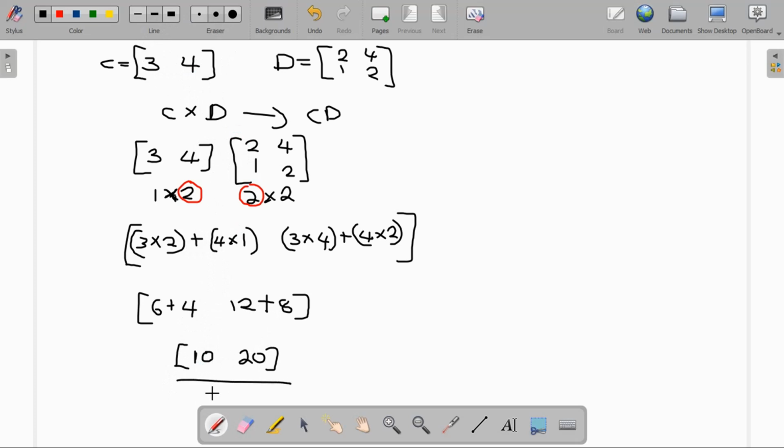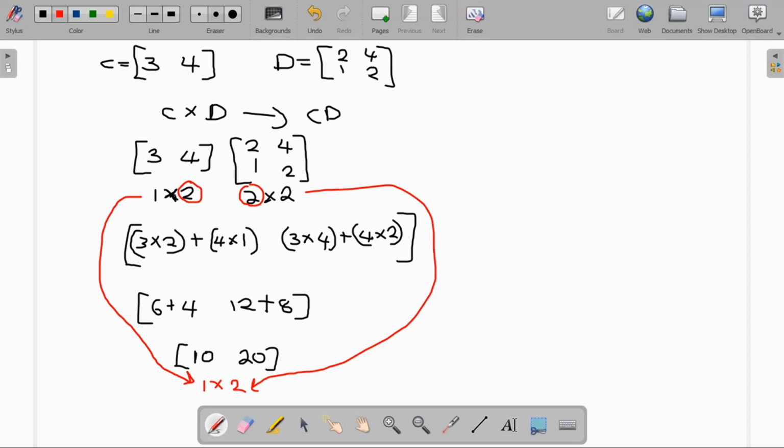So now this final answer, let me say it's a 1 by 2 matrix. This 2 comes from here, it's this one, and this one here, it's this one. So it's a 1 by 2 matrix. Because these two matrices can be multiplied, that's how we multiply matrices.